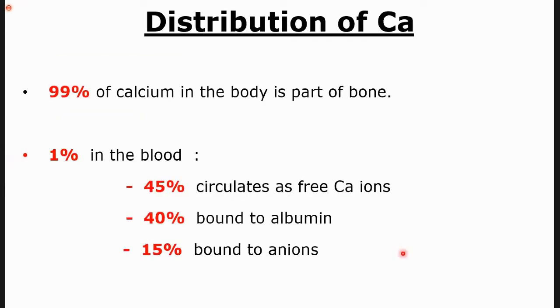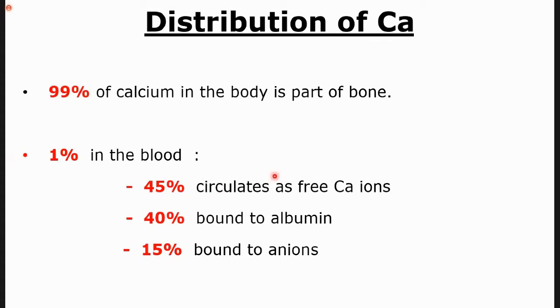Distribution of calcium, as we have already talked about, is that most of the bone is made up of calcium and phosphate. So 99% of the total calcium in the body is part of bone. The 1% is in the blood. There are three types of calcium present in plasma. We have the ionized calcium, which is a free calcium ion, also known as the physiologically active calcium ions. That makes up around 45% of the plasma calcium.